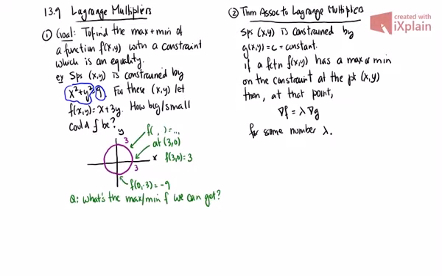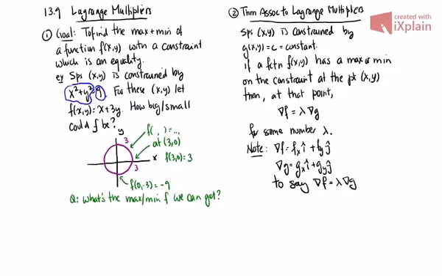Now, just to keep in mind what this means: nabla f means f sub x i plus f sub y j, and lambda nabla g means lambda times g sub x i plus g sub y j. Sorry, I keep getting lambdas and nablas confused. To say that nabla f, the gradient of f, is lambda times nabla g means that f sub x is lambda times g sub x, and f sub y is lambda times g sub y.